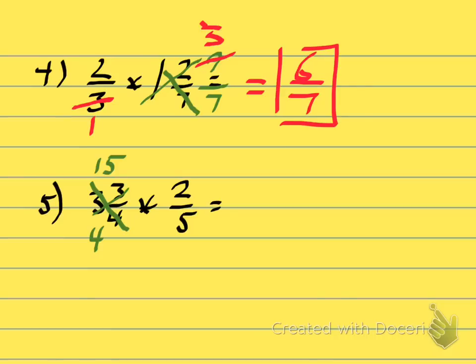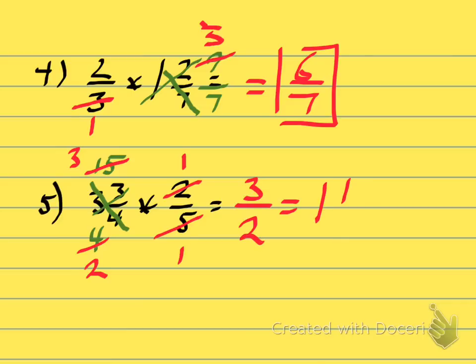All right. On the bottom one, again, we can cancel. The 15 and the 5 are both divisible by 5. So this will become a 1, and this will become a 3. Okay, on the other diagonal, we have a 2 and a 4 that are both even. So I can take a 2 out, and I get 1 and 2, and so I'm going to end up with 3 times 1 over 2 times 1, which is 1 and 1/2 if I change it back into a mixed number.